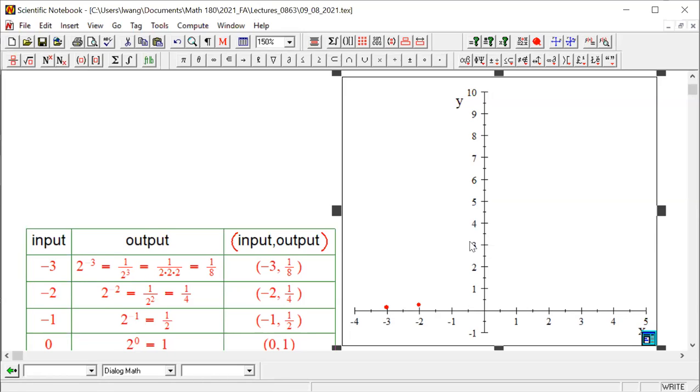Our time is up. So I'm going to show you how you mark each point. For example, the first point: the input is -3, the output is 1/8. Then the second point: the input is -2, and the output is 1/4. So one by one, I want you to plot these points, and I'll see you tomorrow.